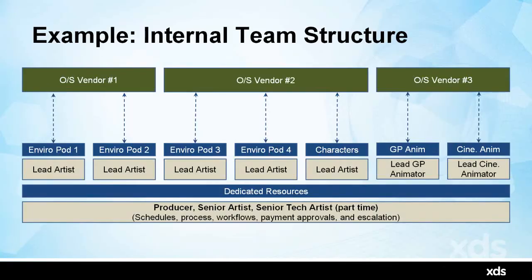This is an example of what your team structure could look like. So you have a couple outsourced vendors feeding into various pods. Each pod kind of has specialization, either environments or characters or animation. Definitely good to have dedicated resources. So people like an outsourcing producer, you can have a senior artist devoted to it. Tech artists as well is important, especially in pre-production when you're setting up a lot of things.